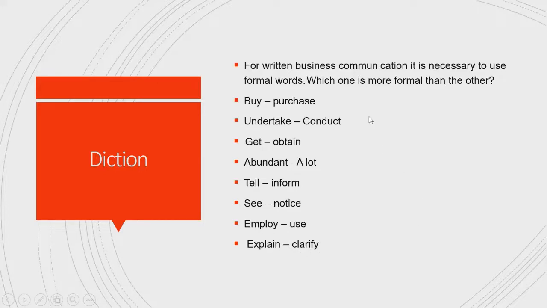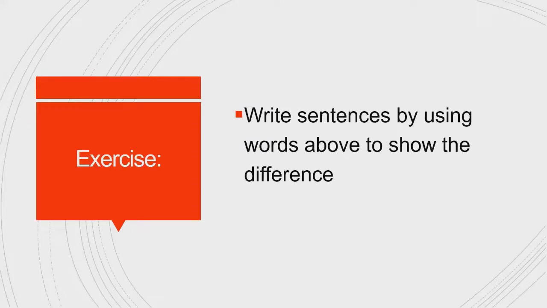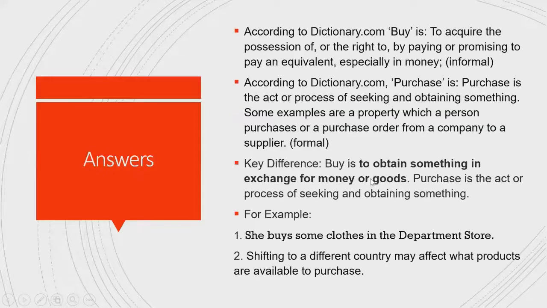But I will discuss about buy and purchase, undertake and conduct, get and obtain. This is the explanation. So that after we know the difference, try to write sentences by using words above to show the difference. Okay, let's see. The first question is buy and purchase.